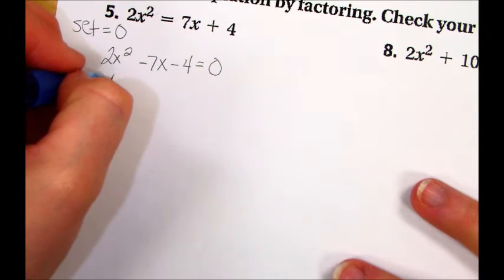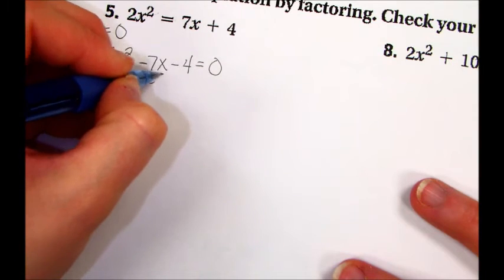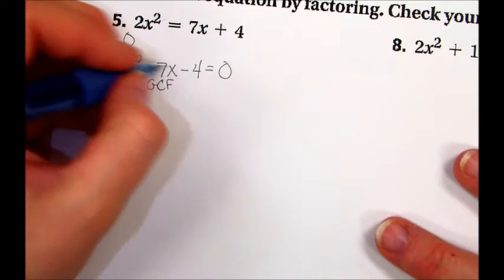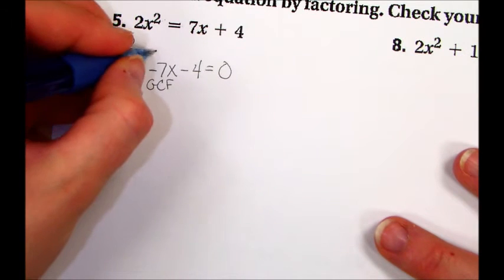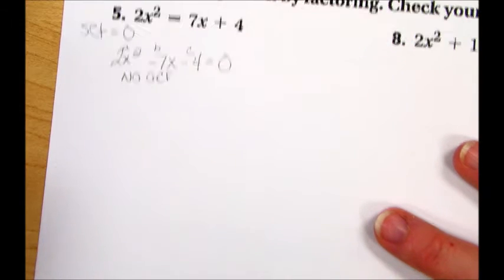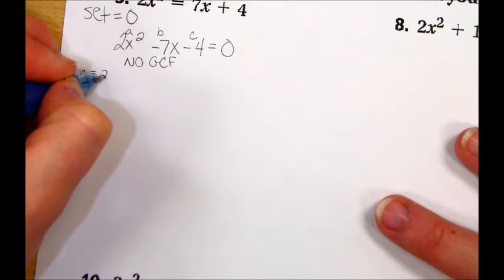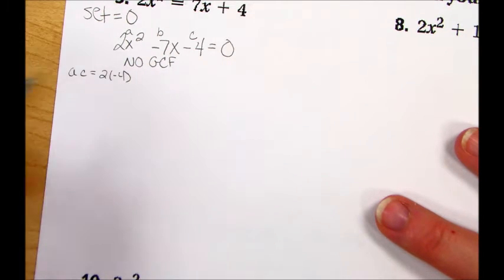Please notice there is no GCF at all. So I move on, and it's 3 terms, so I have to do A, B, C. 3 terms is A, B, C. Please note that AC is 2 times -4, which is -8.